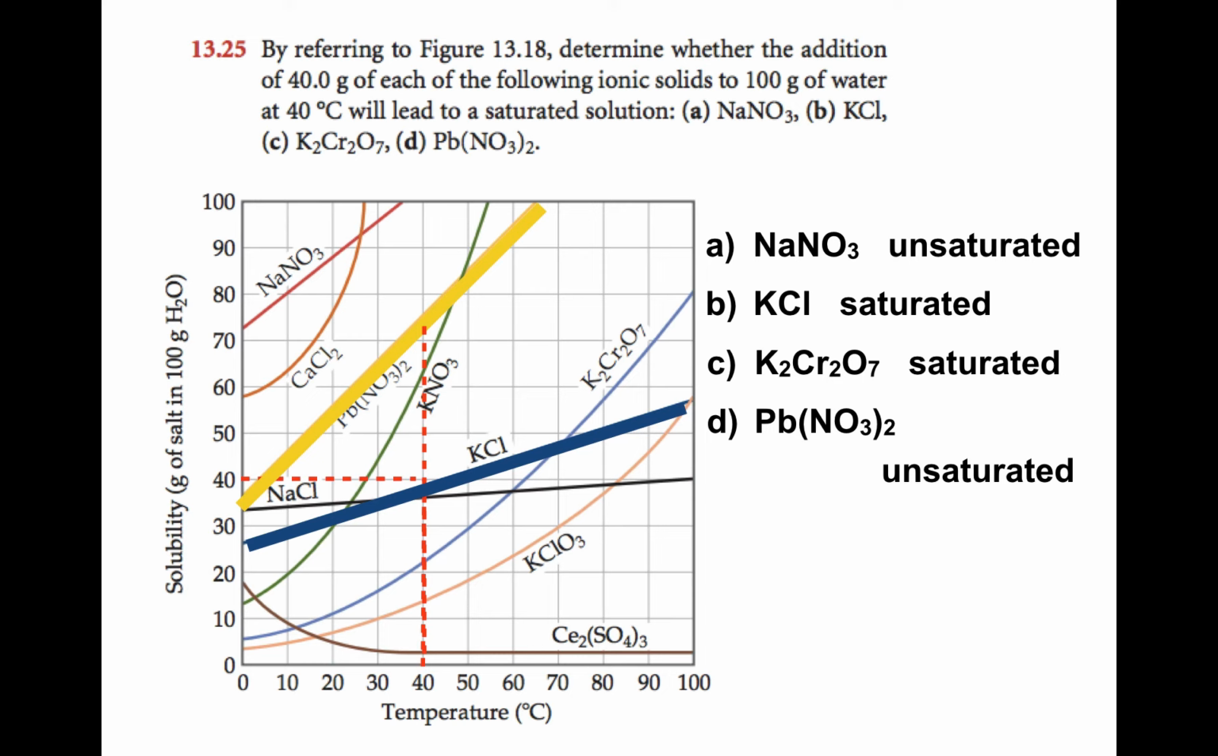This graph also shows that saturation is dependent on temperature. Change the temperature, change the saturation, or the solubility, I should say. Most of them increase. I can get more of the solute to dissolve in water at a higher temperature. The one that goes against this is the cesium sulfate. As I increase the temperature, it gets less soluble. So solubility changes with temperature.